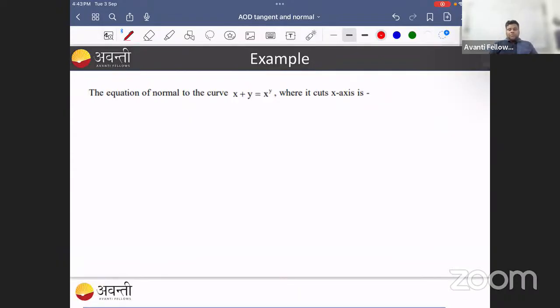The equation of normal to this curve x plus y equals x raised to the power y, where it cuts the x-axis. Quickly do. You have 2 minutes. Quickly get the answer and send me in the chat box.